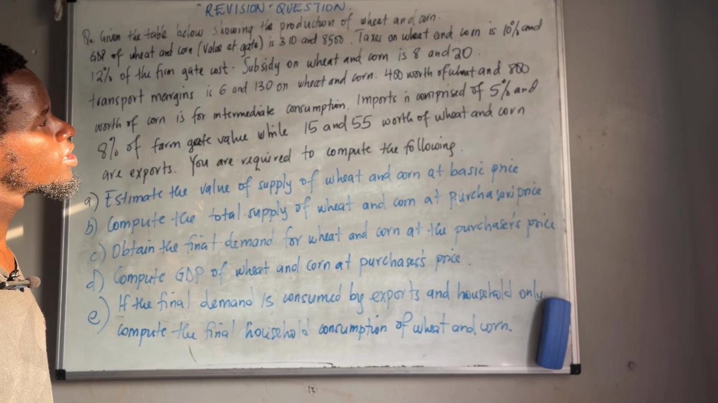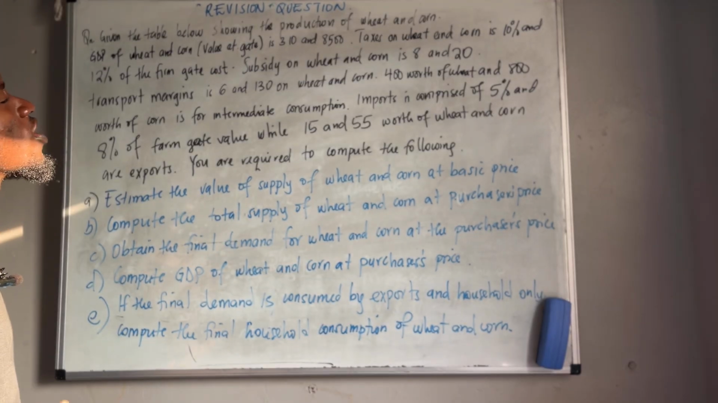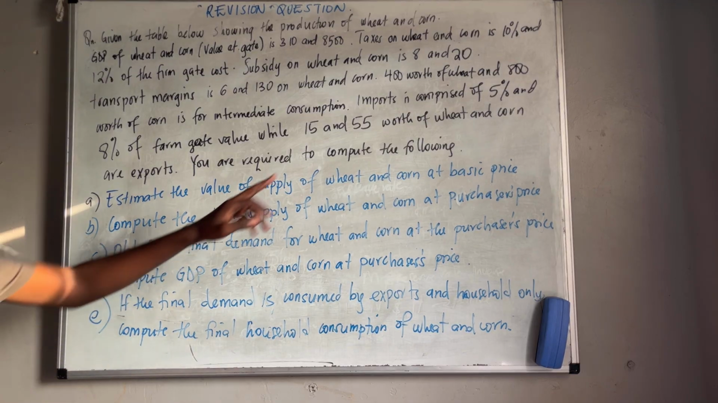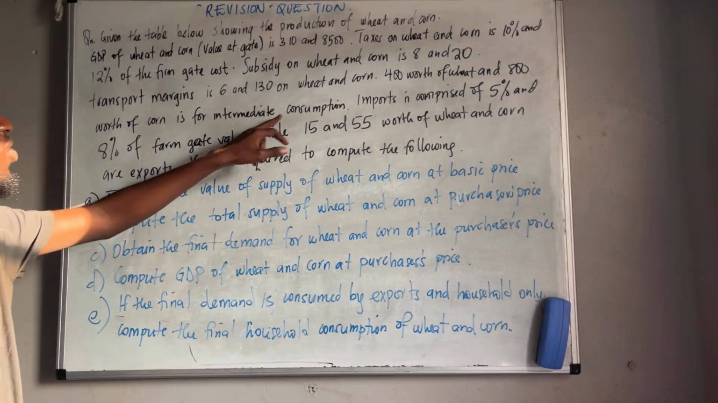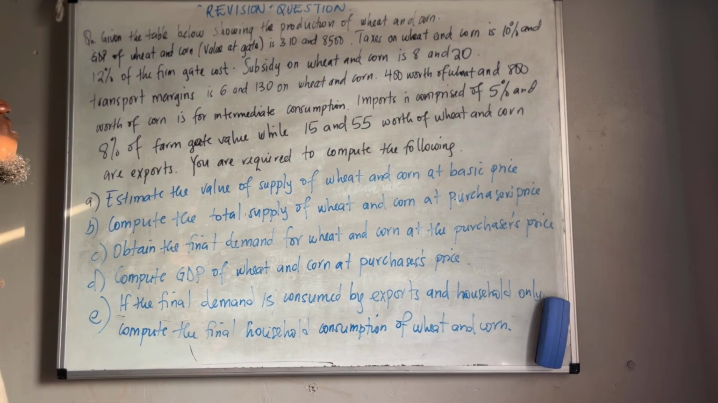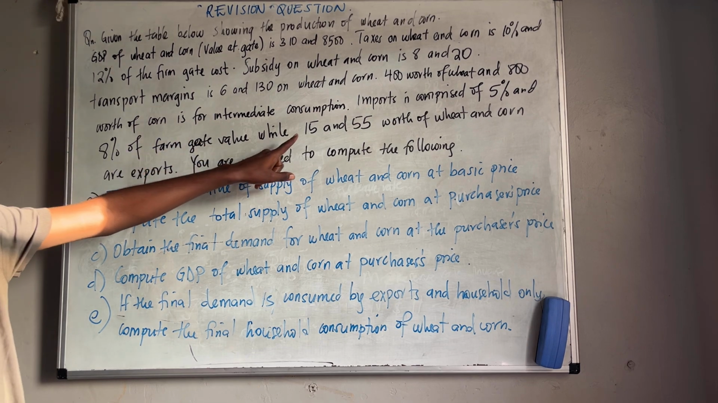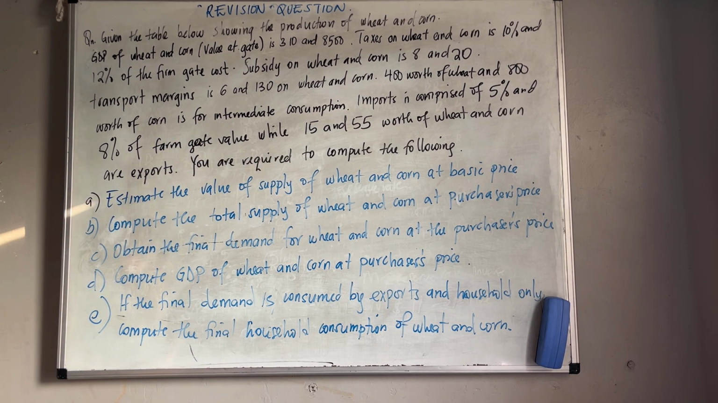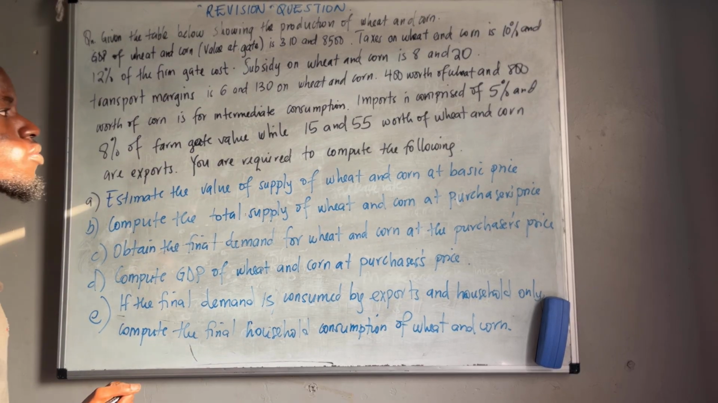Now 400 worth of wheat and 800 worth of corn is the intermediate consumption. Imports comprise 5% and 8% of the farm gate value, while 15 and 55 worth of wheat and corn are exports. We are required to compute the following.